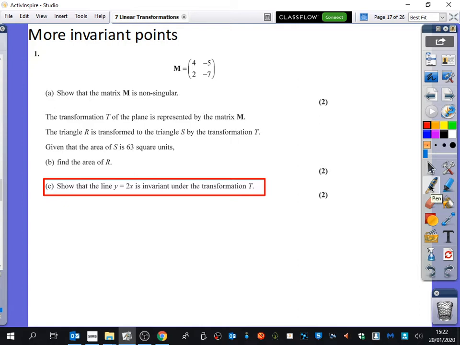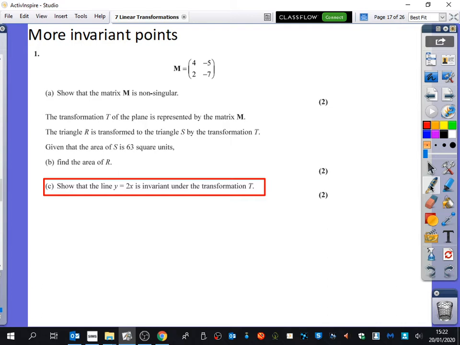So we've got a matrix here, and it says show that the matrix M is non-singular. What does that actually want us to do? Find the determinant. If it's non-singular, the determinant should not be equal to zero. Singular means no determinant, so it would be zero. So we're going to hope that the determinant is not zero. And you can see clearly that it is not zero, because you've got a 4 and a 7 and a 2 and a 5. They're never going to cancel to give us a zero, right?